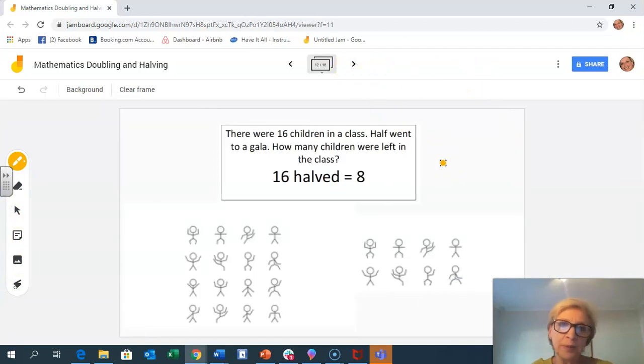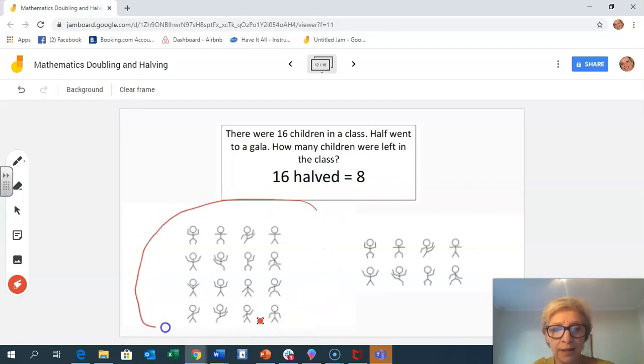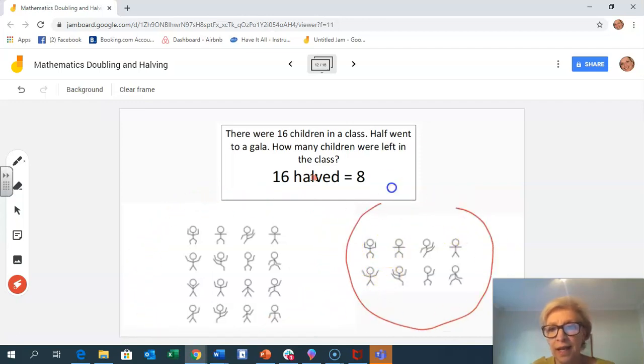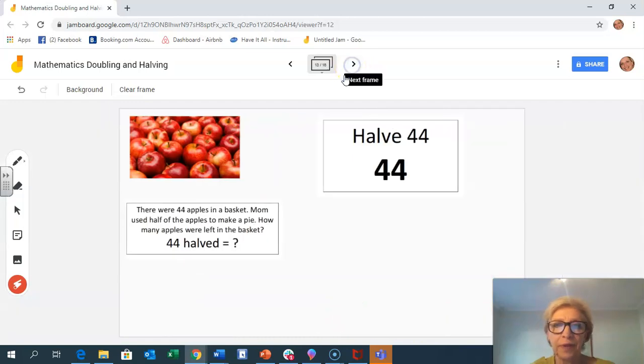Here is an example. Here you can see there are 16 children in a class. Half went to a gala. How many children were left in the classroom? Here we have 16 little guys, and 16 halved is 8. There are 44 apples in a basket. Mom used half of the apples to make a pie. There must have been one big pie. How many apples were left in the basket?